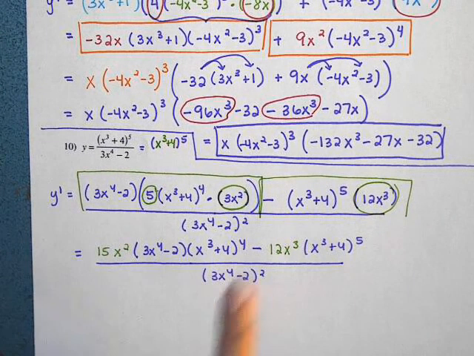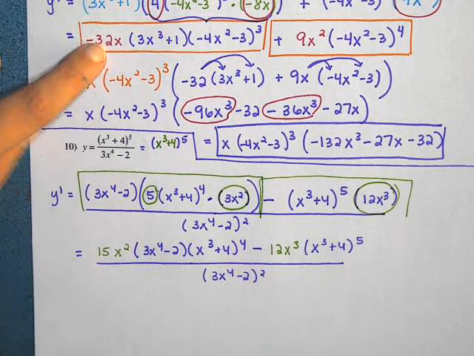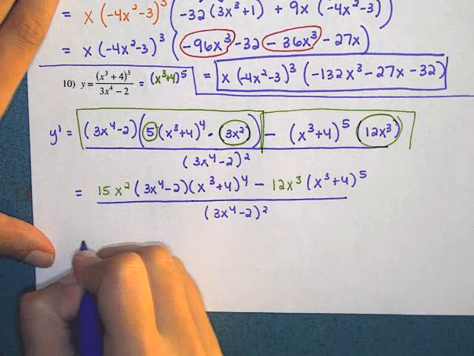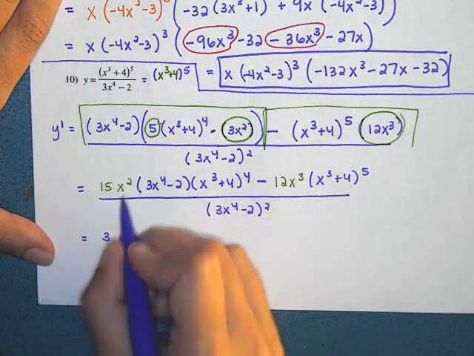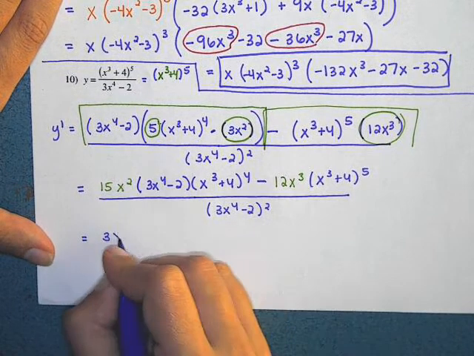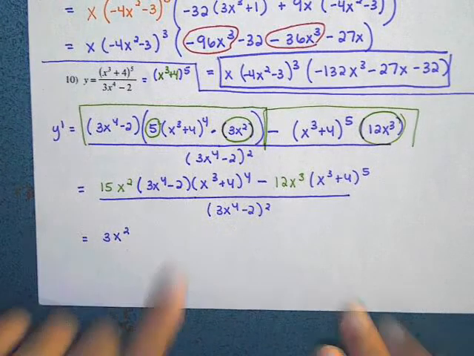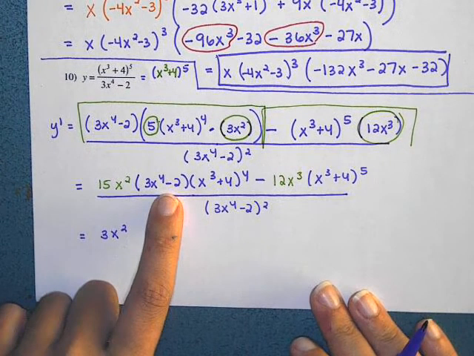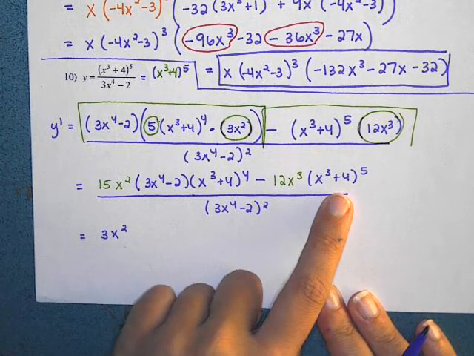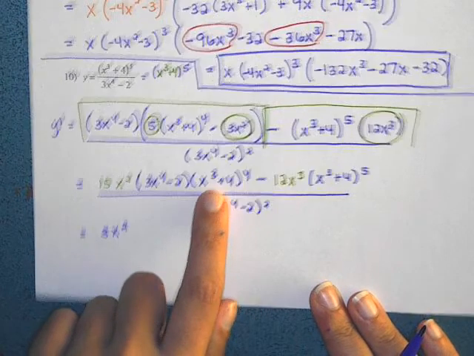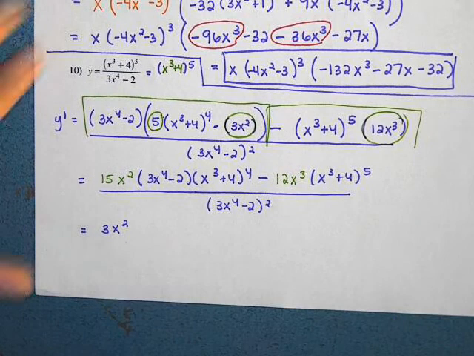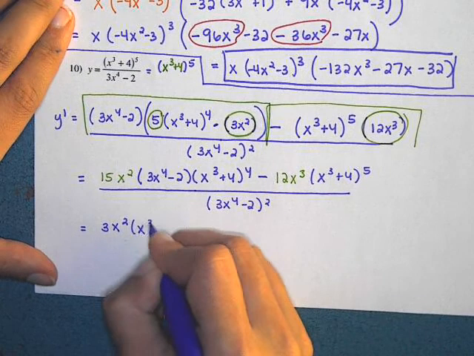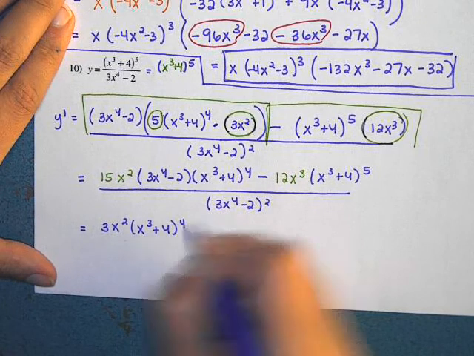Now let's do the same thing to the top here that we did up here, which is look for a common factor. The number that goes into 15 and 12 would be 3. He's got an x squared, he's got an x cubed. I'm going to take out an x squared. This term has a 3x to the 4th minus 2. This term doesn't, so I can't take that out. X to the 3rd plus 4 to the 4th power, x to the 3rd plus 4 to the 5th power. So I would leave it as x to the 3rd plus 4 to the 4th power.